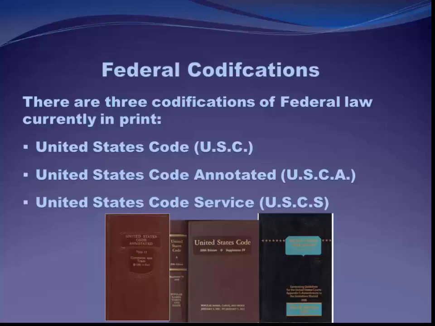There are three big sources of federal law: the United States Code, the official version, and then the two unofficial annotated versions that are put out by commercial publishers. United States Code Annotated, you'll find that on Westlaw, and United States Code Service, that will be on Lexis.